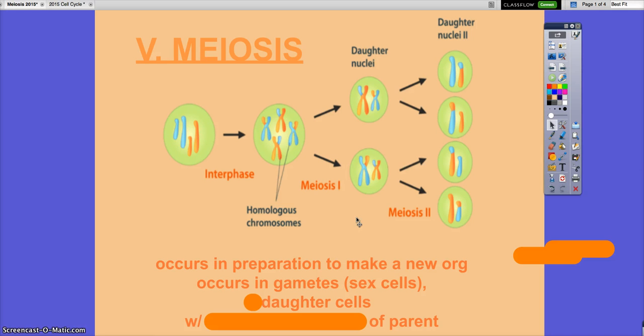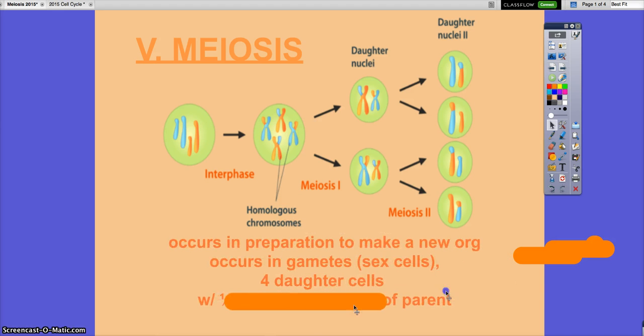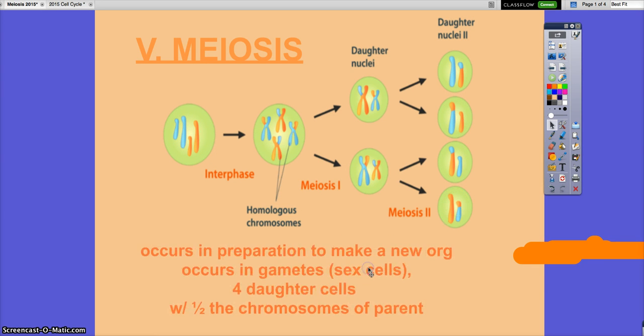How many cells are made during meiosis? Four. Good. And what do they look like in comparison to the parent cell? Different. How? Not combination. Remember, they're preparing. Good. It's half of the parent cell. So the genetic material is half of the parent cell. If you look at this first cell in interphase, there were 4 chromosomes. All the daughter cells have 2. So it's half the number of chromosomes.